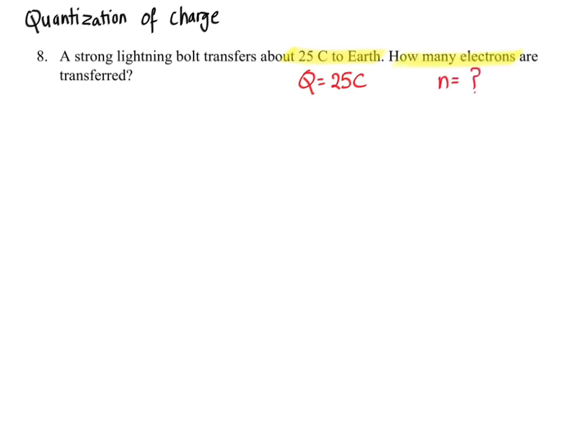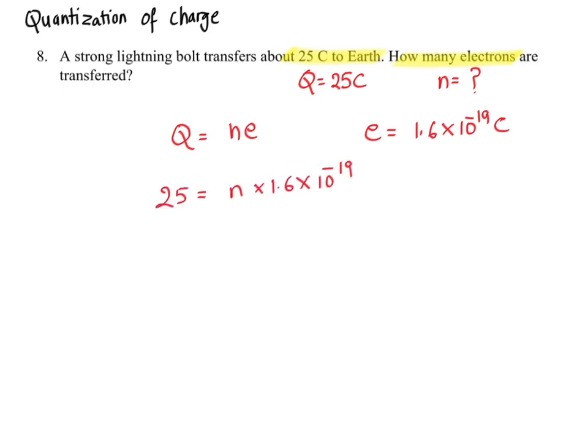How many? What's the number of electrons? So that's N. So we have the formula Q equals NE, where E is a constant which will be given in the exam. It's the elementary charge, 1.6 times 10 to the power negative 19 coulomb. So we can substitute these numbers into the formula and divide both sides by 1.6 times 10 to the power negative 19. If you want, you can use shift solve in the calculator, putting N as x and solving.